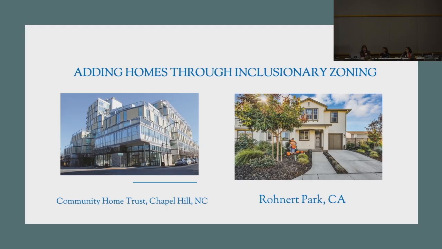These examples are, let's see, Chapel Hill on the left, where 96 units were built, 15 of those are affordable and stewarded. And on the right, this California development has 425 homes, 77 of which are affordable.